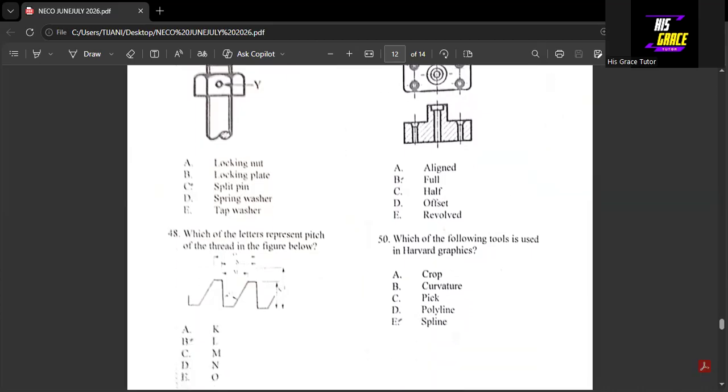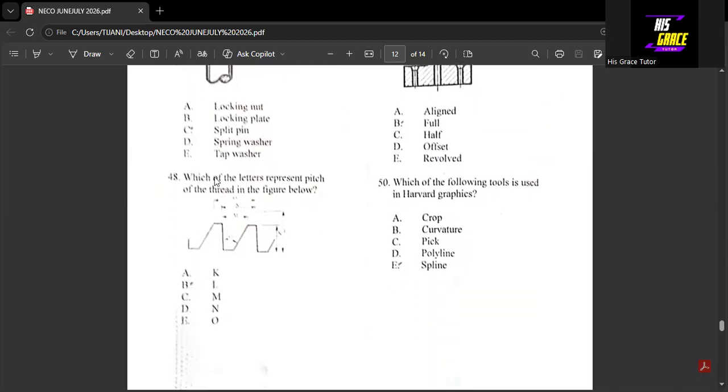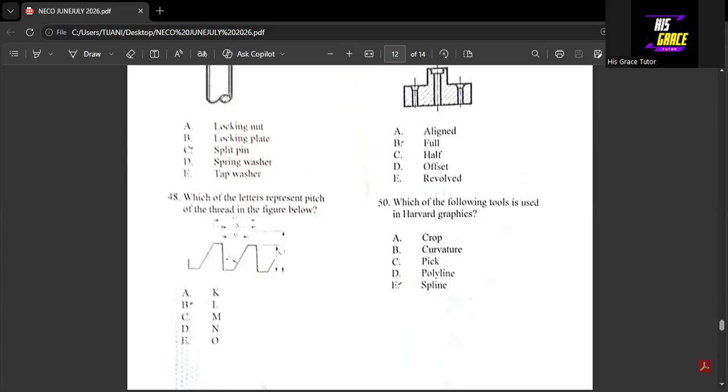Then question 48 says, which of the following represents the pitch of the thread in the figure below? So the answer is N. N is the answer to this question. That's option D is the answer to question 48.